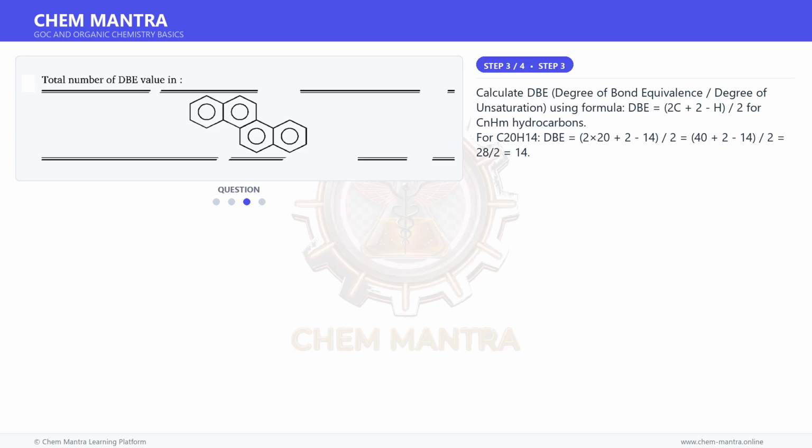Moving on to the next step. Calculate DBE, degree of unsaturation, using the formula DBE equals (2C + 2 - H) / 2 for CH hydrocarbons. For C20H14, DBE is equal to (2 times 20 + 2 - 14) / 2, which is (40 + 2 - 14) / 2, which is 28 divided by 2 equals 14.